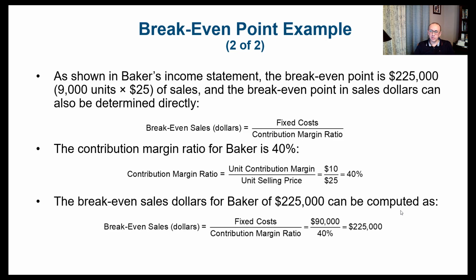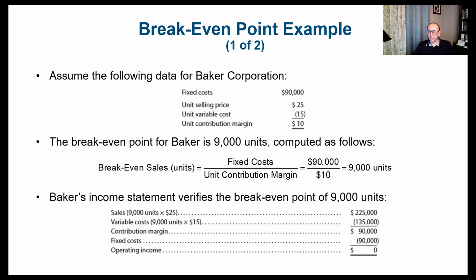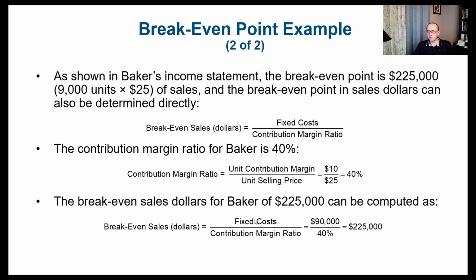So that's another way of doing it. Again, if you look at it, it's the same thing. One time, we used the fixed cost divided by the unit contribution margin. The other one was the fixed cost divided by the contribution margin ratio.